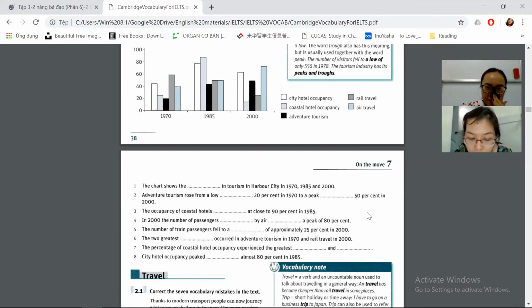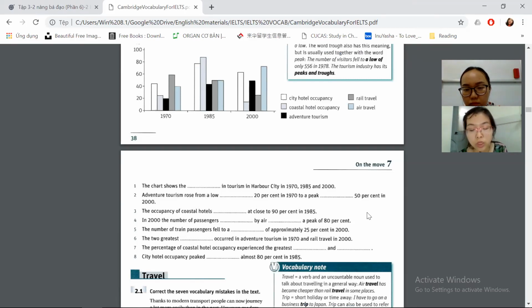Number two, adventure tourism rose from a low of 20% in 1970 to a peak of 50% in 2000. Yes, very good. Number three, the occupancy of coastal hotels reached close to 90% in 1985. So the answer is take that, right?